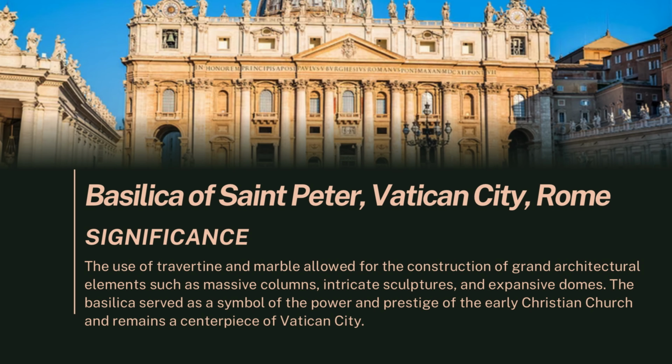Significance: the use of travertine and marble allowed for the construction of grand architectural elements such as massive columns, intricate sculptures, and expansive domes. The basilica served as a symbol of the power and prestige of the early Christian church and remains a centerpiece of Vatican City.